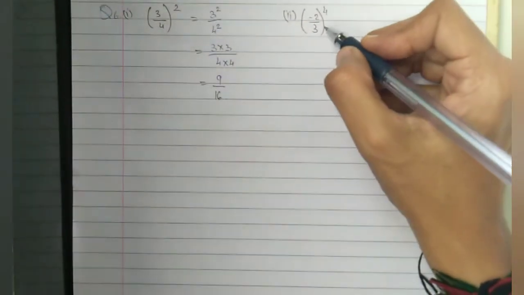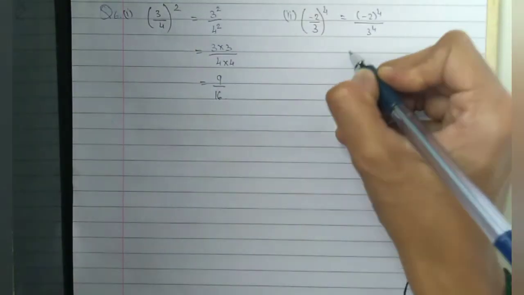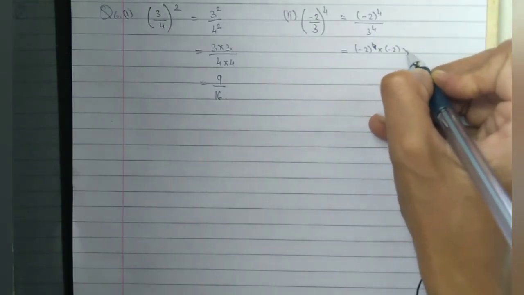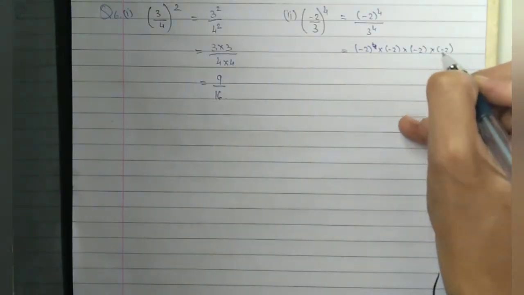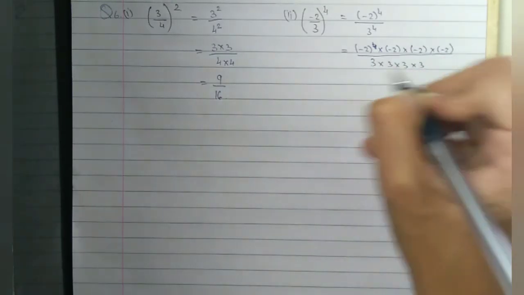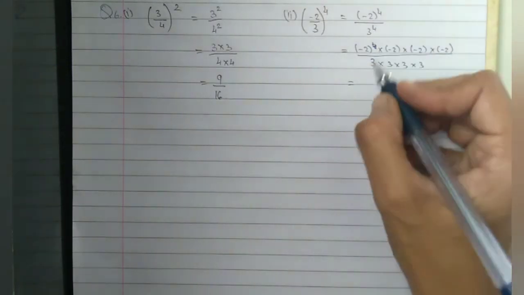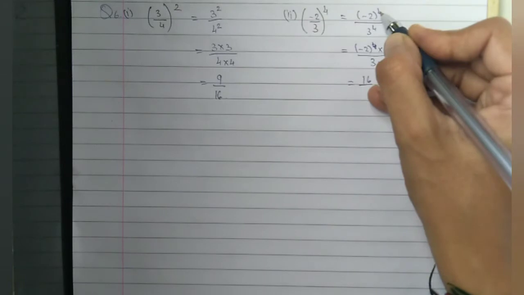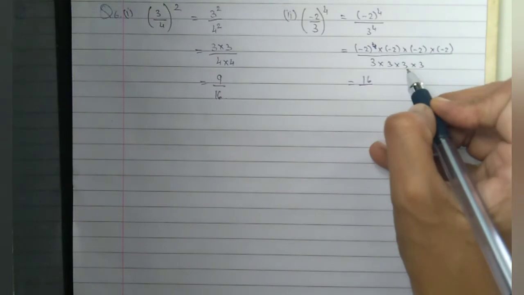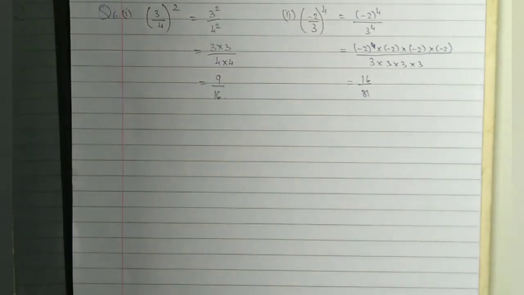Second one, minus 2 upon 3 raised to 4. So equal to minus 2 into minus 2 into minus 2 into minus 2 upon 3 into 3 into 3 into 3, which is equal to minus 2 2s are 4, 4 2s are 8, 8 2s are 16, plus 16 because the power is even. Now 3 raised to 4: 3 3s are 9, 9 3s are 27 and 27 3s are 81. So 16 upon 81 is the answer.